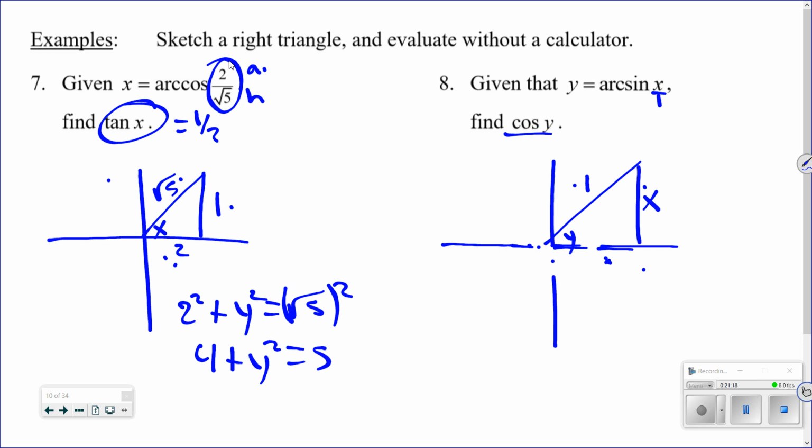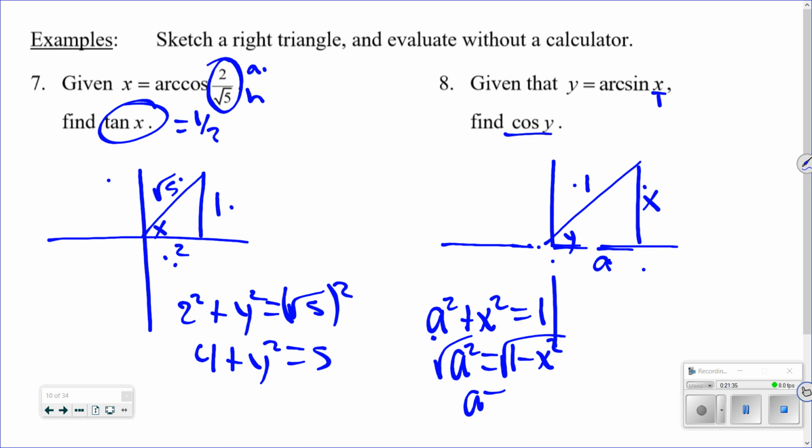So I'm going to put just something down there. I'm going to put in like an a down there and use Pythagorean theorem. So I'm going to go a squared plus x squared equals 1. I'm trying to figure out what a is. So I'm going to minus the x squared over. A squared equals 1 minus x squared. Take the square root of both sides. So a is equal to the square root of 1 minus x squared. So put that down here.